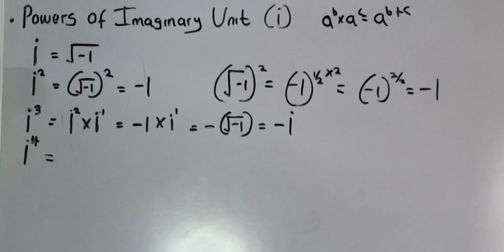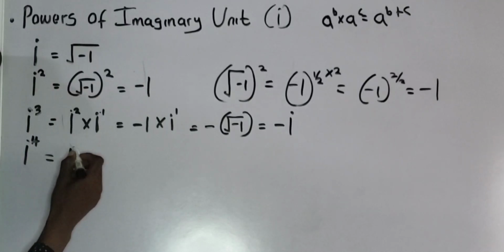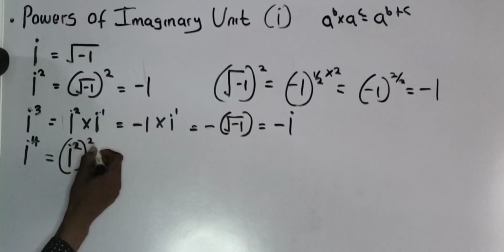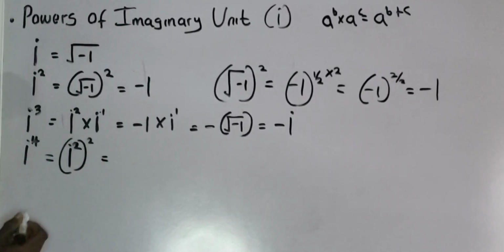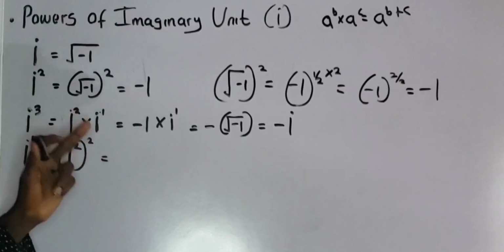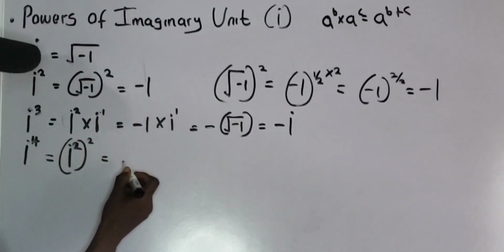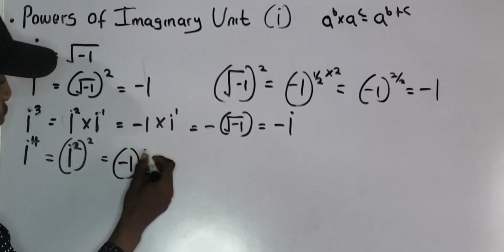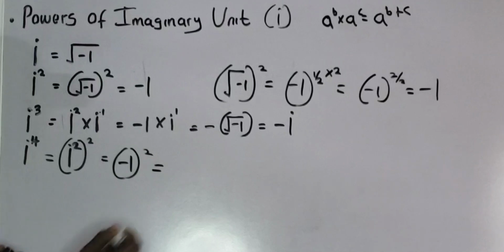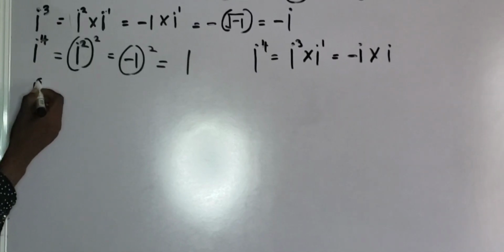So what if i is raised to the power of 4? i raised to the power of 4. How do we do this? Don't forget that i raised to the power of 2 is minus 1. So I can say i raised to the power of 2 raised to the power of 2. Do you understand? By the time I open this bracket, I'm going to have i raised to the power of 4. And don't forget that i raised to the power of 2 is minus 1. So I'm going to have minus 1 raised to the power of 2. Minus 1 multiplied by minus 1 is 1. So i raised to the power of 4 is 1.